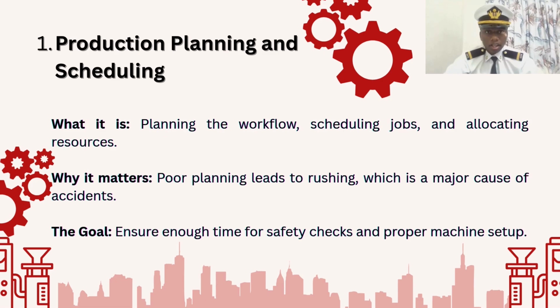So, what are these tasks? My report covers four core workshop management tasks that every engineer is responsible for. The first one I'll be talking about is production planning and scheduling. For production planning and scheduling, the engineer must plan the workflow with safety in mind. Why? It's because poor planning leads to rushing, and rushing is a major cause of accidents. Good planning ensures there is enough time for safety checks and proper machine setup.